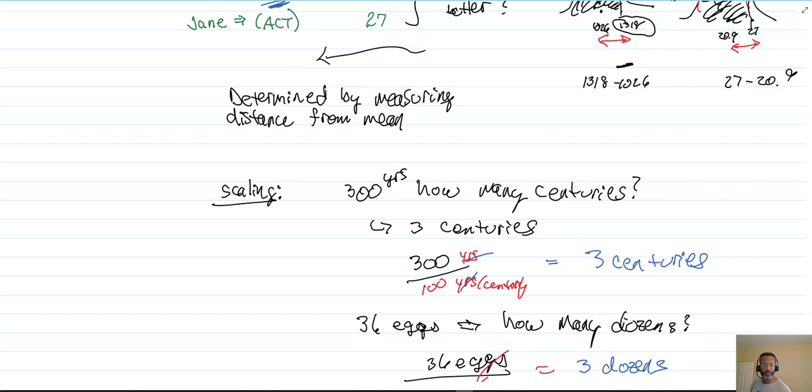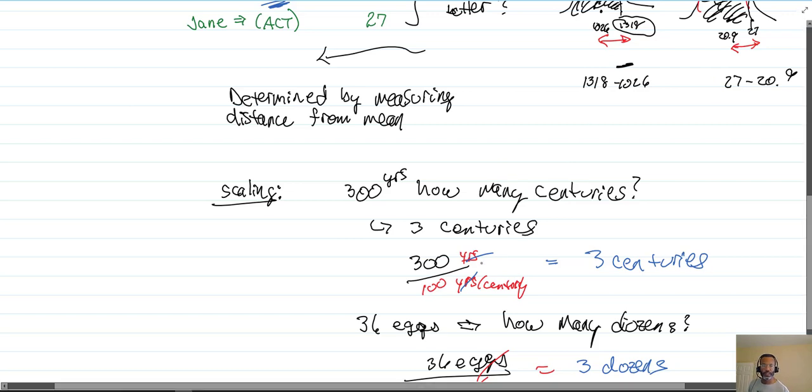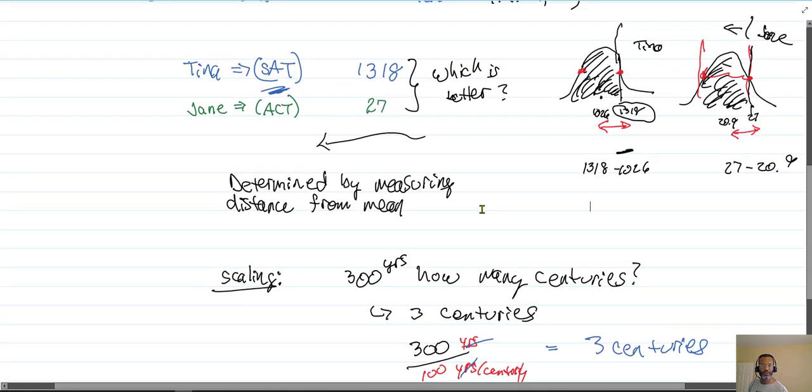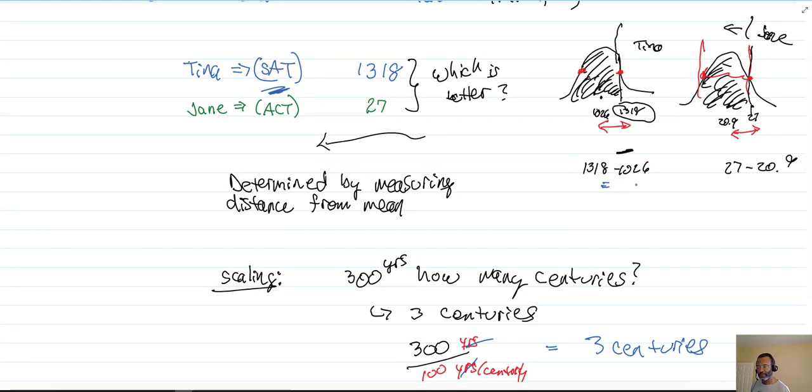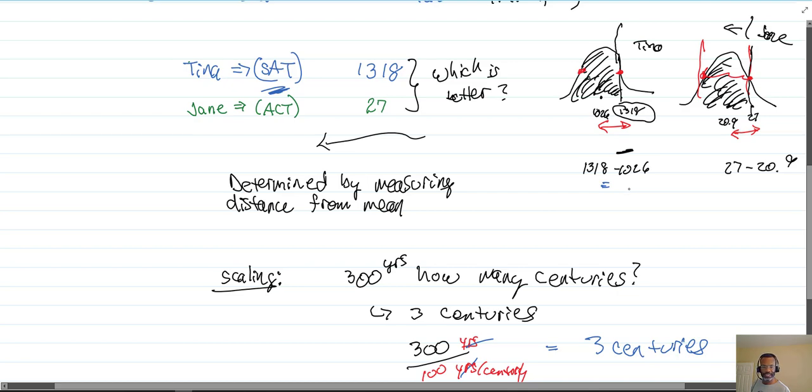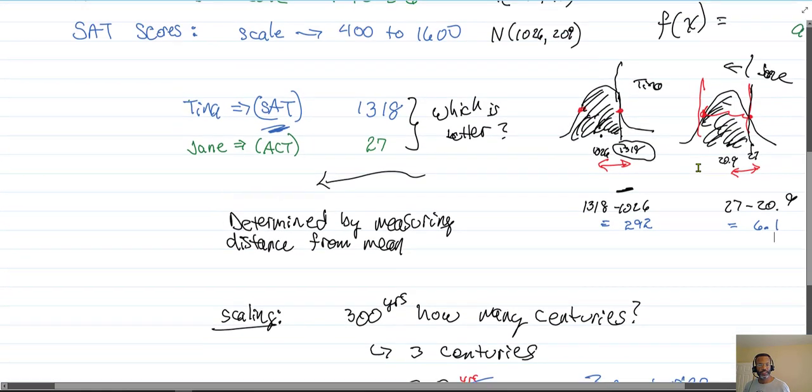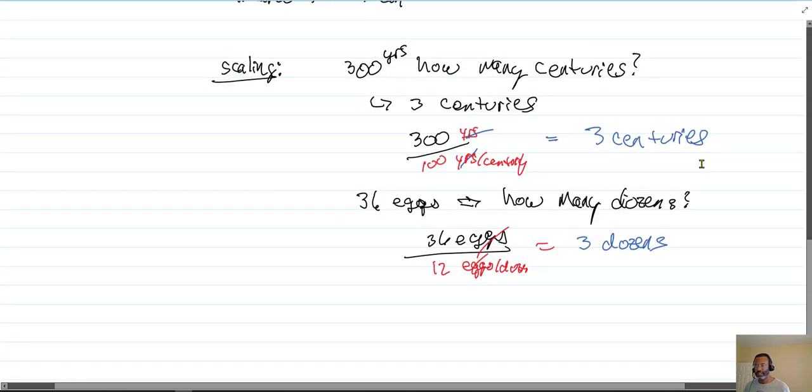So let's come over here. For the first distance from the mean, we have Tina's distance from the mean, 1318 minus 1026. She's 292 units. 292 is the difference. And for Jane, the difference is 6.1. So those are the numbers. Tina's 292, Jane is 6.1.